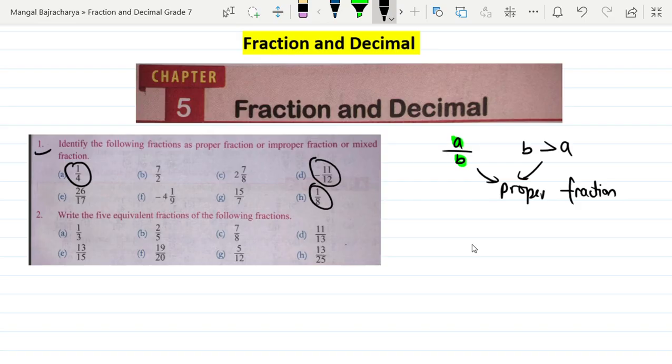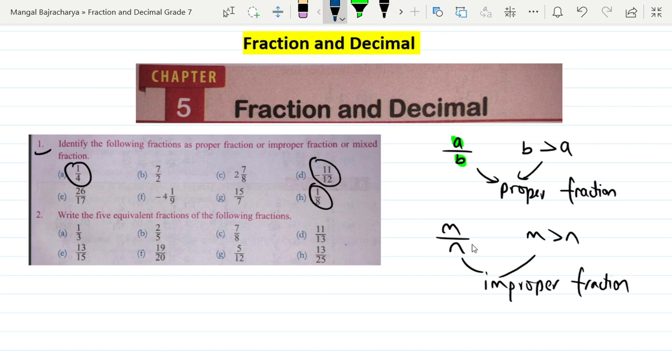After understanding proper fraction, now we go for another fraction which we call improper fraction. Suppose there is a form m by n, where m is greater than n, I mean the numerator is greater than n. Then such a fraction we call improper fraction, where the numerator should be greater. Now let's identify which are improper fractions here.